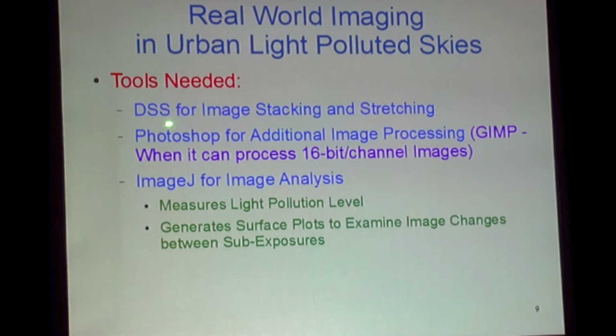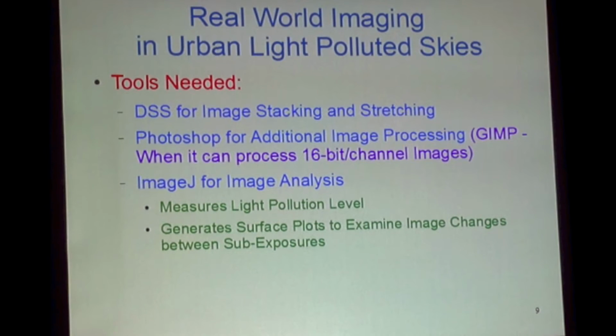Obviously it's DSS, which you already have. I'm going to tell you Photoshop is the only thing that's going to work right now. When GIMP can process 16-bit per channel images, GIMP will do just as well. Don't even bother with this in GIMP. You're going to end up with a total mess at 8 bits per channel. So don't even bother with deep sky and light polluted skies until you have the capability of processing 16 bits per channel images, because you're going to need every bit of it to get this to work.